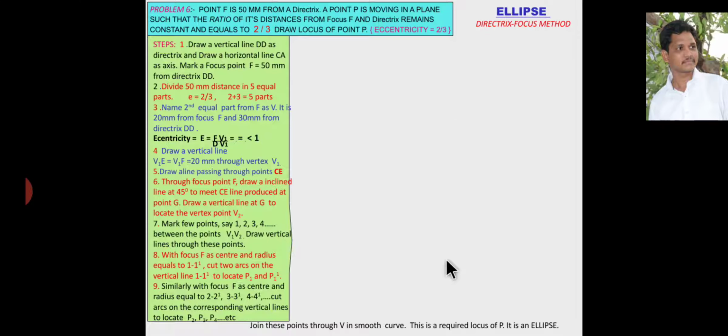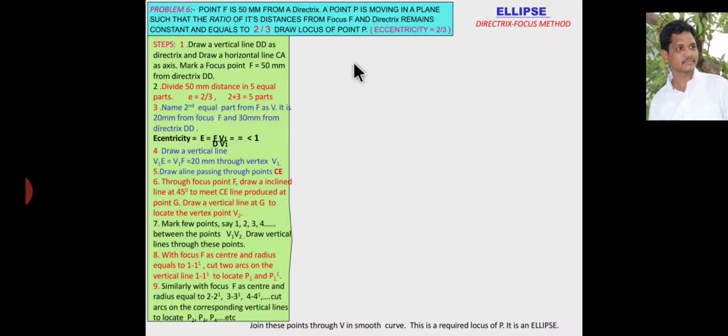Now coming to the problem, point F means focus point or fixed point. The point F is 50 mm from the directrix. A point P is moving in a plane such that the ratio of its distances from focus and directrix remains constant and equals 2 by 3. Draw the locus of point P.